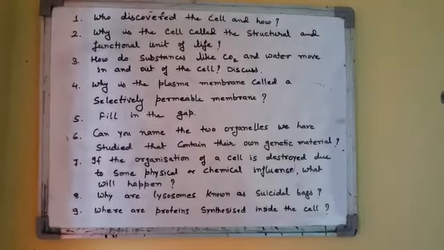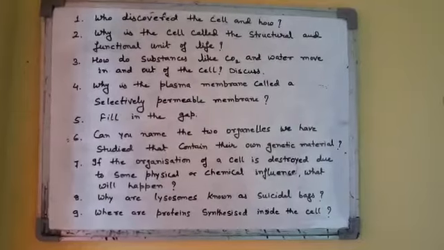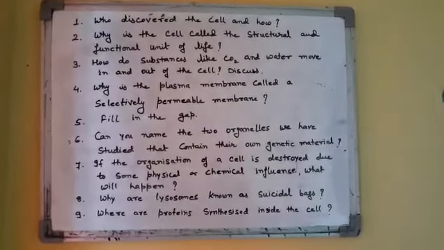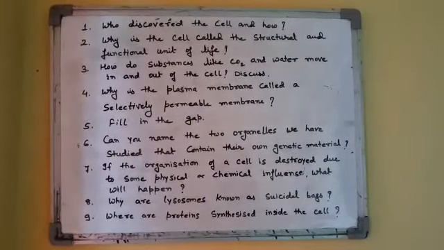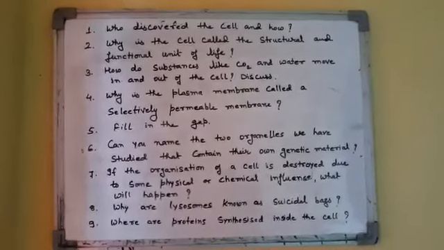Whether it allows all the substances or it strictly stops the entry of all the substances. How the substances move through the plasma membrane, why it is called a selectively permeable membrane, you will write down here.